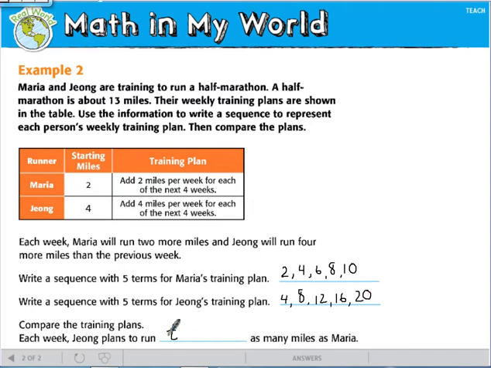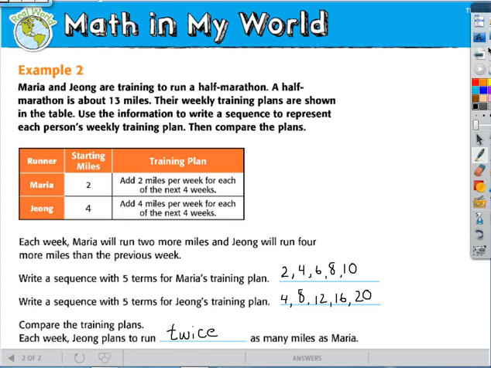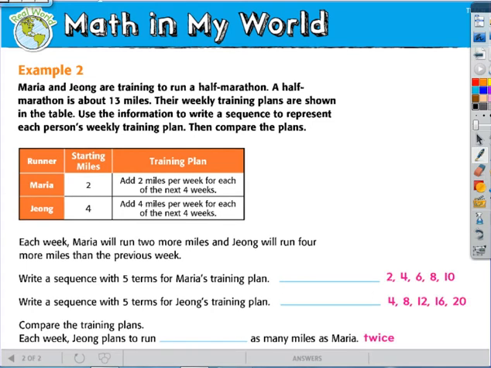Twice as many miles. Very good. All right. The very first week, one of them is running 2 miles, the other one's running 4 miles. 2 times 2 is 4. The next week, 4 miles and 8 miles. 4 times 2 is 8. Then we have 6 and 12. 6 times 2 is 12. 8 and 16. 8 times 2 is 16. And 10 and 20. 10 times 2 is 20. Very good.